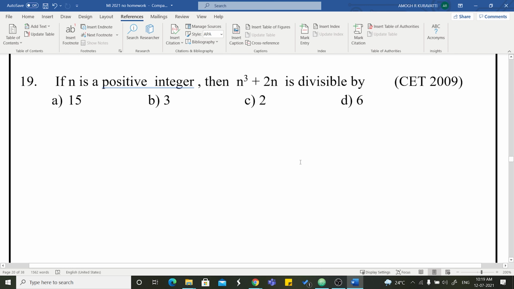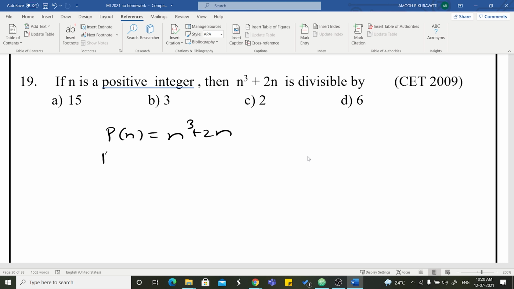If n is a positive integer, then n cubed plus 2n is divisible by, using the trial and error method. P of n is equal to n cubed plus 2n. Take n is equal to 2. Substitute 2 and see. 2 cubed is 8, 2 twos are 4. That is 12.